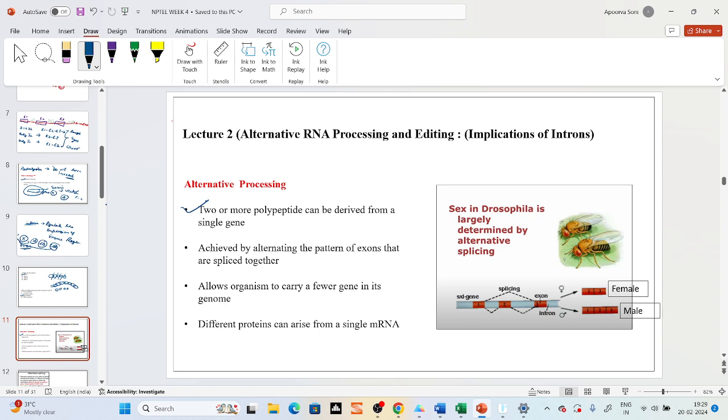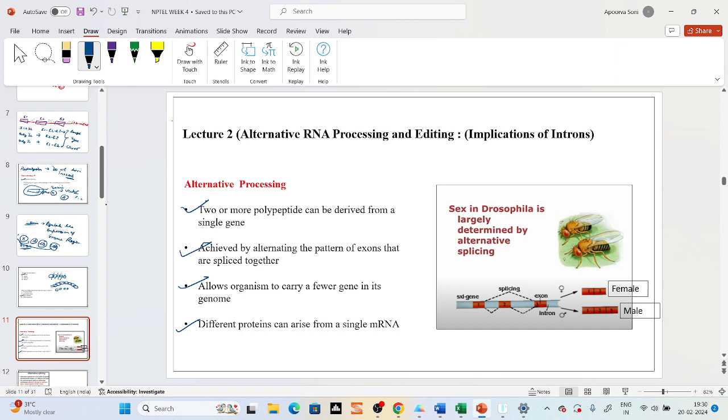This is achieved by altering the pattern of exons that are spliced together. That is also what we have just learned, that it allows an organism to carry fewer genes in its genome. This is important: in the genome you need just a few genes, and from few genes you can have many different proteins. Different proteins can arise from a single mRNA. I think all these points must be clear to you now.